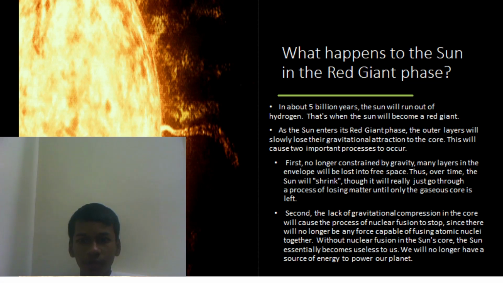Thus, over time, the sun will shrink, though it will really just go through a process of losing matter until only a gaseous core is left. The second, the lack of gravitational compression in the core will cause the process of nuclear fusion to stop. Since there will be no longer a force capable of fusing atomic nuclei together, without nuclear fusion in the sun's core, the sun's energy becomes useless to us. We will no longer have a source to power our planet.